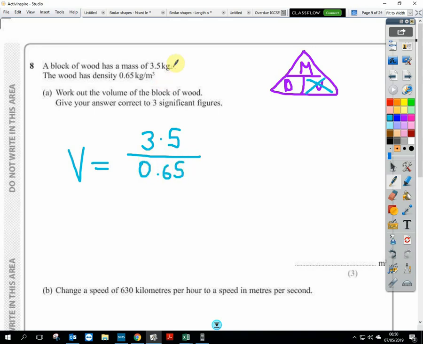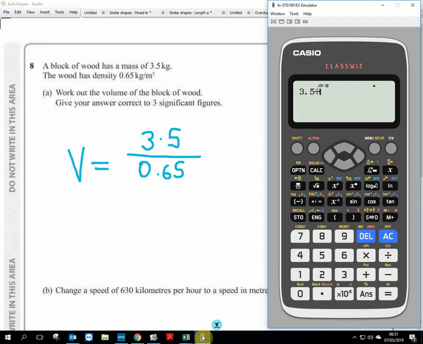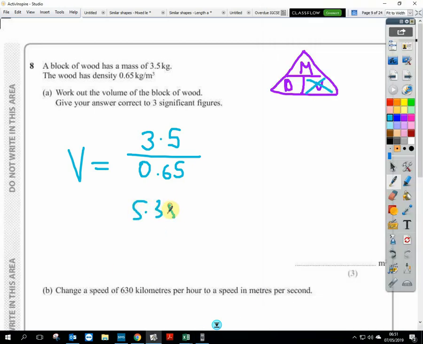And these units are consistent. Kilograms divided by kilograms per meter cubed. Okay, let's type this in. 3.5 divided by 0.65 gives us an answer of 5.38461, etc. Okay, and we'll round it to three significant figures, 5.38.